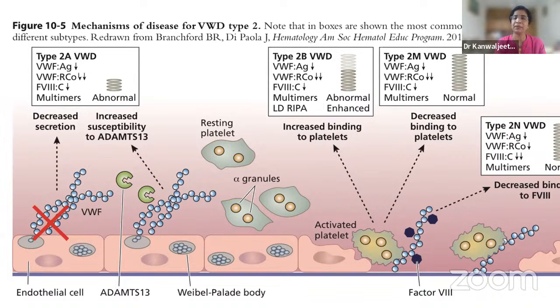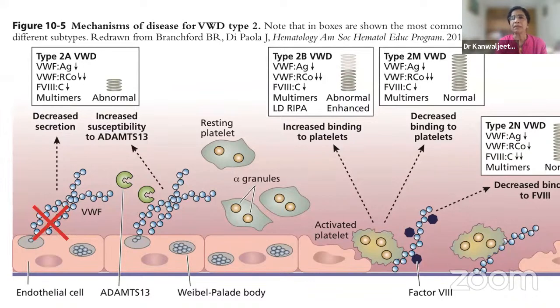In this case, there is decreased binding of von Willebrand factor to the platelets, that is type 2A as well as type 2M. Both have decreased binding. Either the multimers are abnormal or they may be normal, but their binding is affected. So the antigen and factor 8 levels are low, but activity is even lower. So that is the diagnostic group there. It's the same here, the activity is reduced.